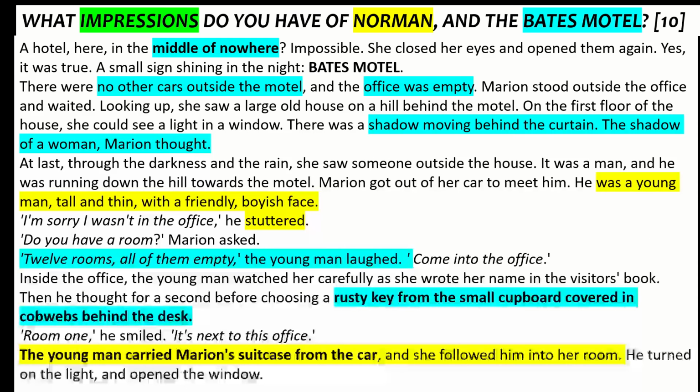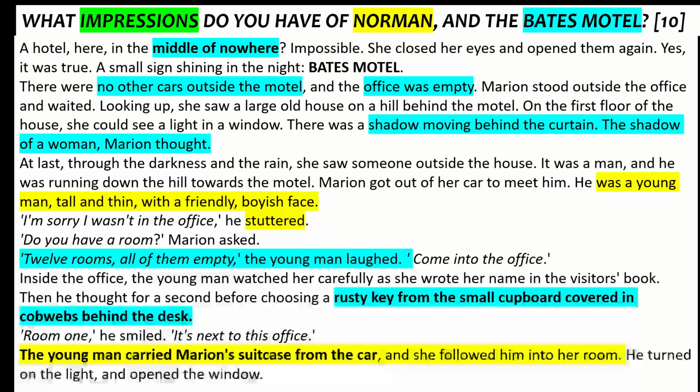So we go back to the start of the extract. What I would do in a perfect world, if I was in the exam, I'd have two highlighters, one for Norman and one for the Bates Motel. So we go through Norman on this slide first, and then we go through the other slide. So yeah, things that give me impressions of Norman. Really simple: he was a young man, tall and thin, with a friendly, boyish face.